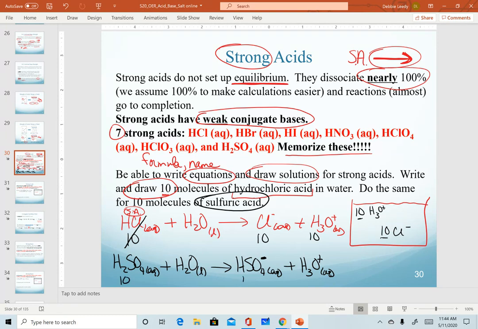If I'm starting with 10 molecules of sulfuric acid, I'm going to produce 10 molecules of hydrogen sulfate and 10 molecules of hydronium in here. So I don't have any sulfuric acid left over because it's all completely dissociated. But what I do have in solution are completely dissociated ions, the product of this dissociation.